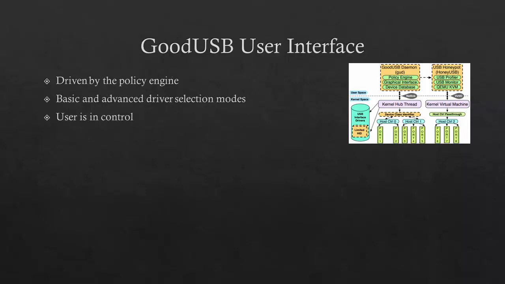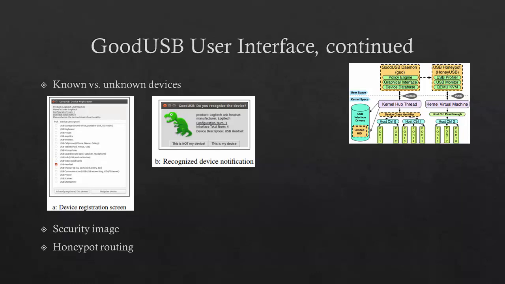The good USB user interface is controlled by the policy engine. The policy engine can be configured to run in basic and advanced driver selection modes. In basic mode, the user is prompted to validate new device access by choosing a class of device. Conversely, in advanced mode, the user chooses the exact individual drivers to allow the device to access. Thus, when a USB device is inserted into the host computer, the user is put in control over what resources it can access. USB device insertion triggers a search of the good USB device database.